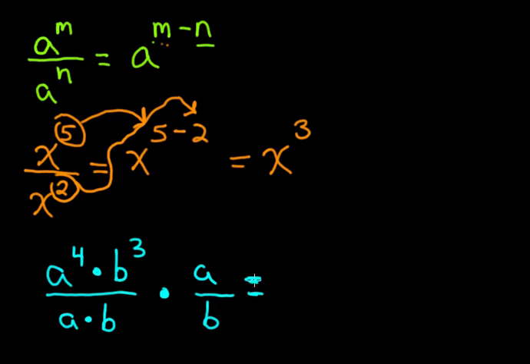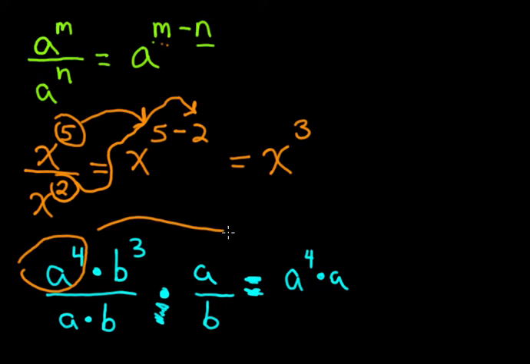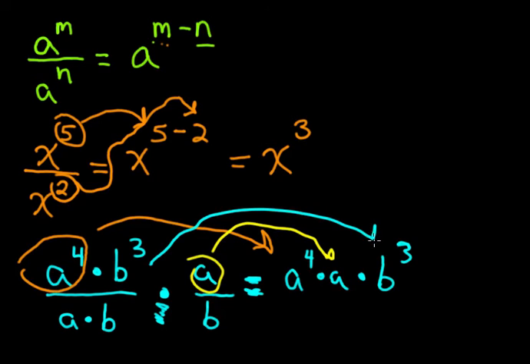What I like to do is, because this is a multiplication between two fractions, I'll multiply my tops. So I'll put a to the fourth times a. And that's taking this term here, bringing it over to here, and this term here and bringing it here. I still have my b to the third, which comes from right here. So there's my new numerator, a to the fourth times a times b to the third.